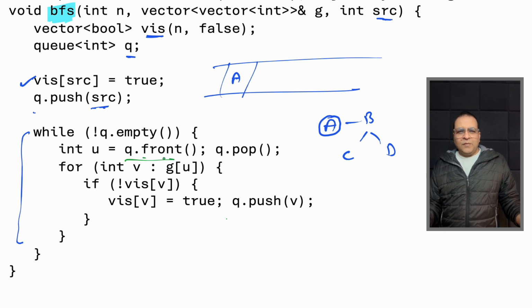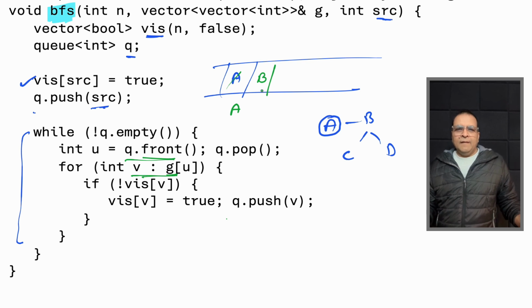So first we remove from the front, which means that A will be removed. And then for all the vertices which are adjacent to A, all of those vertices will be inserted back into the queue only when they are not already visited. So A is removed and B will be inserted in the queue because A has only one adjacent vertex. Then B will be removed and the adjacent nodes of B are considered. A, C and D. All three nodes are adjacent to B, but since A is already visited, only C and D will be inserted back into the queue.